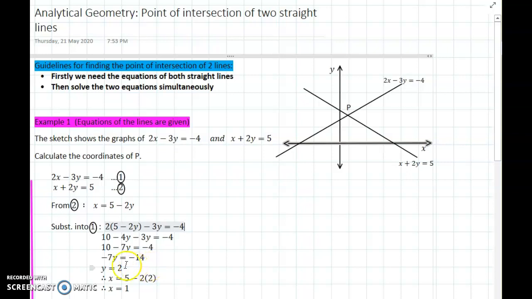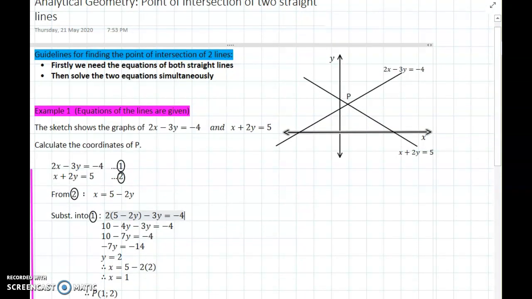And of course, that's not the end of it, because we need an x and a y coordinate. So we've got a y coordinate, and we can take that y value and substitute it in this equation, because x is already the subject. So x is equal to 5 minus 2 times the value of y, which we've just worked out. It's 2. If we solve that, x is equal to 1. And let's answer the question right at the end, which is asking for P. So the coordinates of P are x is 1 and y is 2.